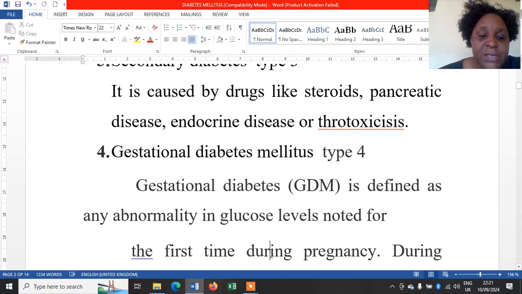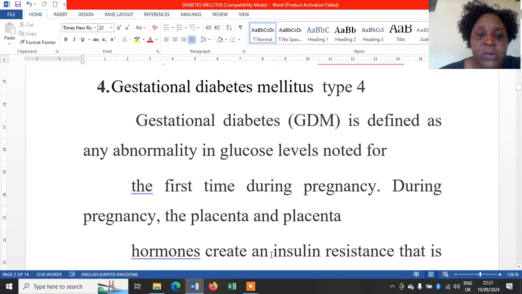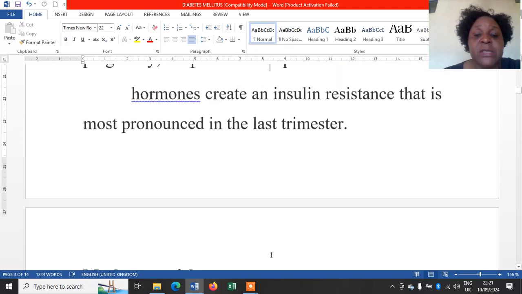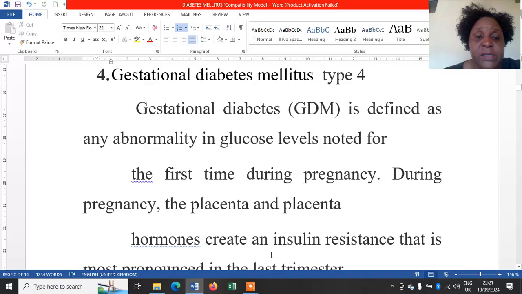Then we have gestational diabetes, which is usually type 4, and it is defined as any abnormality in glucose level noted for the first time during pregnancy. During pregnancy, the placenta and placental hormones create an insulin resistance that is most pronounced in the last trimester.